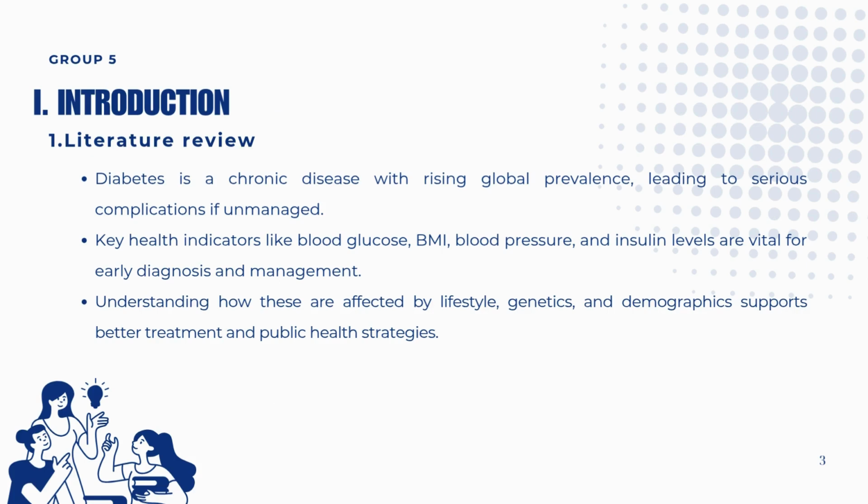So, a little review. Diabetes is a chronic disease with rising global prevalence, leading to serious complications if unmanaged. Key health indicators like blood glucose, BMI, blood pressure, and insulin levels are vital for early diagnosis and management. Understanding how these are affected by lifestyle, genetics, and demographics supports better treatment and public health strategies.